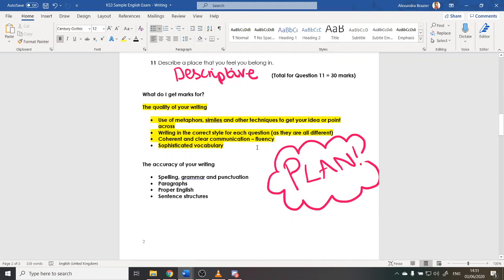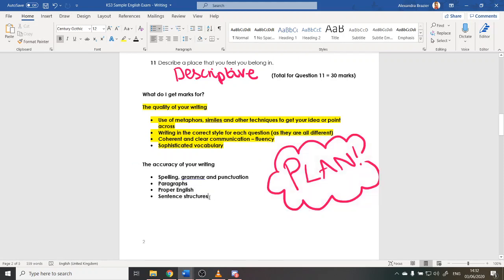Coherent and clear communication and fluency. What this means is we need your writing to flow. If it doesn't make sense, if you jump all over the place, if you're writing a story and you swap back and forth and left and right all over the place, it's not going to help us to understand your story and follow it. So it needs to be clearly written. And sophisticated vocabulary. We would like to see you use more accurate words for things and use more interesting words that perhaps we don't use in our everyday lives, but that make our writing a lot more interesting and exciting.